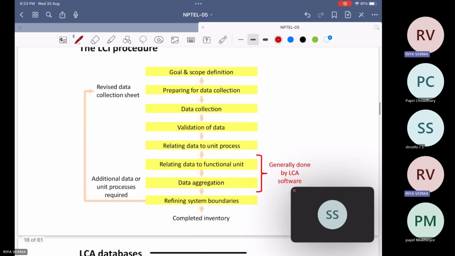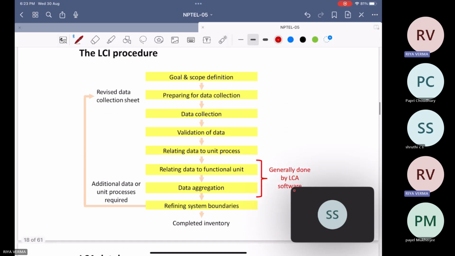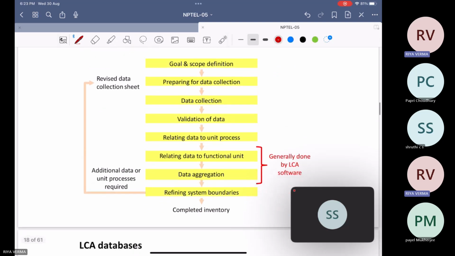So this is a flowchart for the lifecycle inventory procedure. First up, we have goal and scope definitions. Then we need to have preparations for the data collection process. Then we need to have our data collection. Then we go for validation of the data, whatever data we have collected, we need to validate that data. Then relating data to unit process.